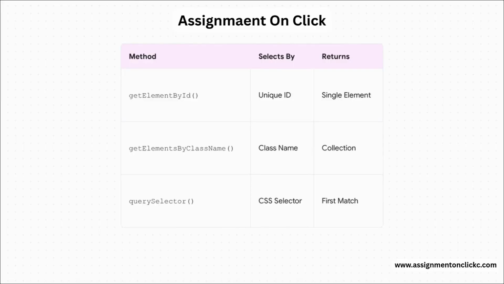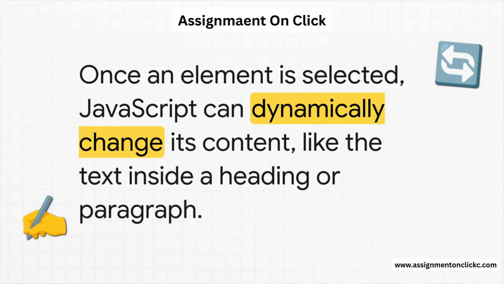And here are a few of the most popular tools for the job. If an element has a totally unique ID, getElementById is your go-to. It's super fast. If you want to grab a whole bunch of similar items, like all of your product cards, you might use getElementsByClassName. And then there's querySelector, which is like a Swiss Army knife, incredibly flexible for finding all sorts of things.